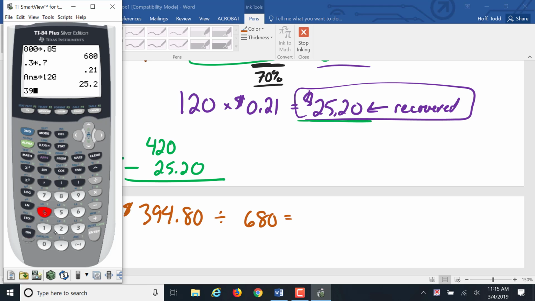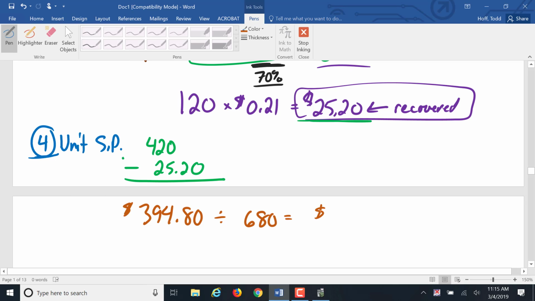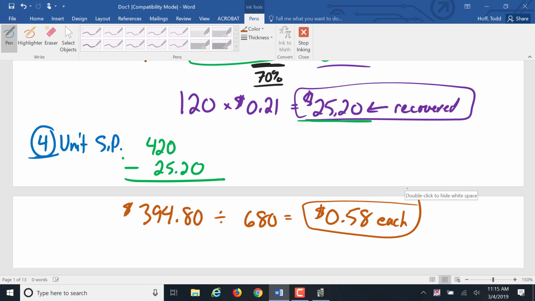So $394.80 divided by 680 brownies. We get 0.580, so 0.58, or 58 cents each is what needs to be charged for those brownies. So that is kind of a wrap-up of the process going from distributor to consumer for marking up goods with that possibility of going unsold.